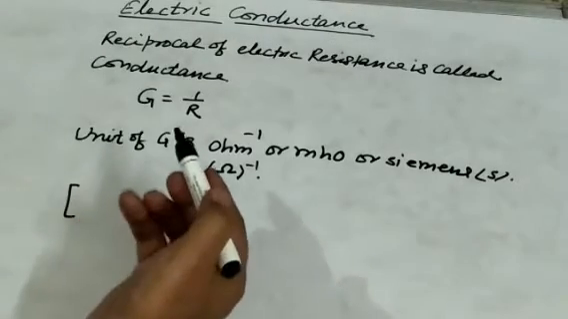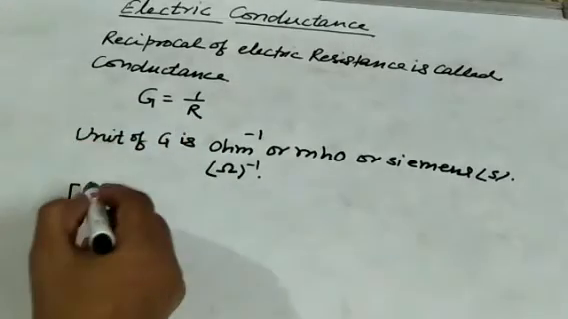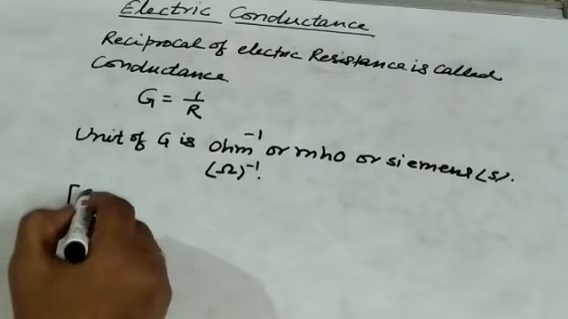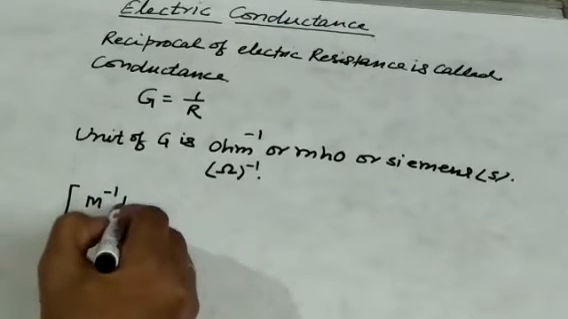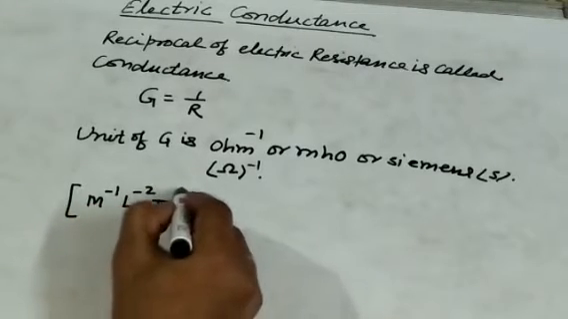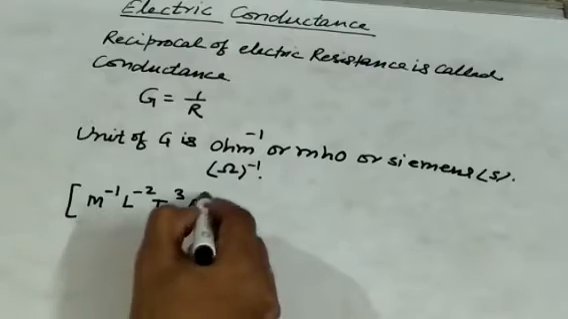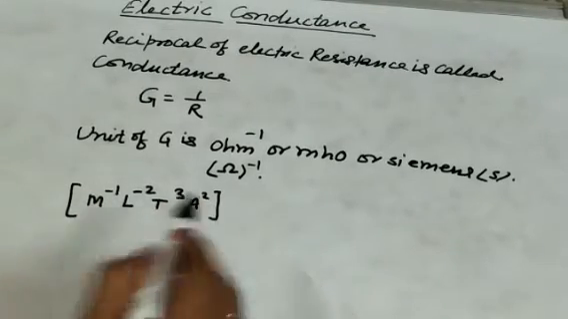The dimension of electric conductance is the reciprocal of resistance. So what you have already written as the dimension of electric resistance, just reverse it, and you will get the dimension of electric conductance, which is M to the power minus 1, L to the power minus 2, T to the power 3, and E to the power 2.